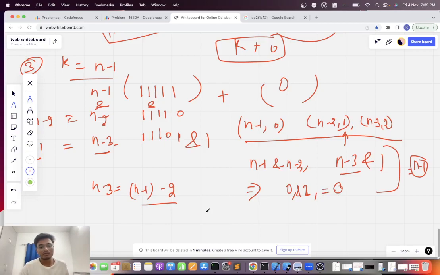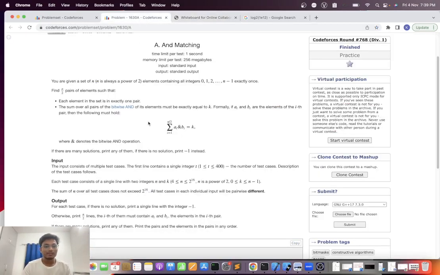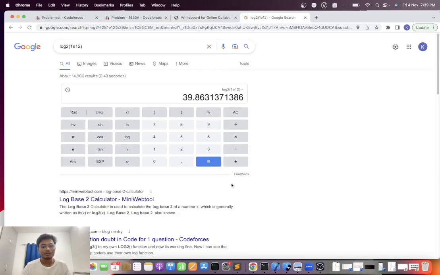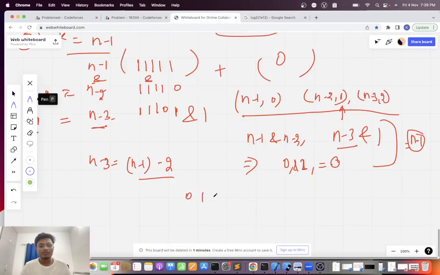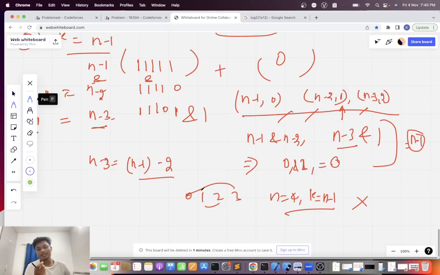At least we have to keep values. So for n starting from n equal to 4, how many values do we have? That is 0 1 2 3. How many pairs do I have? I have only 2 pairs, but at least I need 3 pairs. So if n is equal to 4 and k is equal to n minus 1, it's not going to work. So I need at least 3 pairs so that I can easily manipulate the bits to get a result of n minus 1. And from 4 bits onwards, if I am having 8 values, 3 4 5 6, then I have more than sufficient pairs.